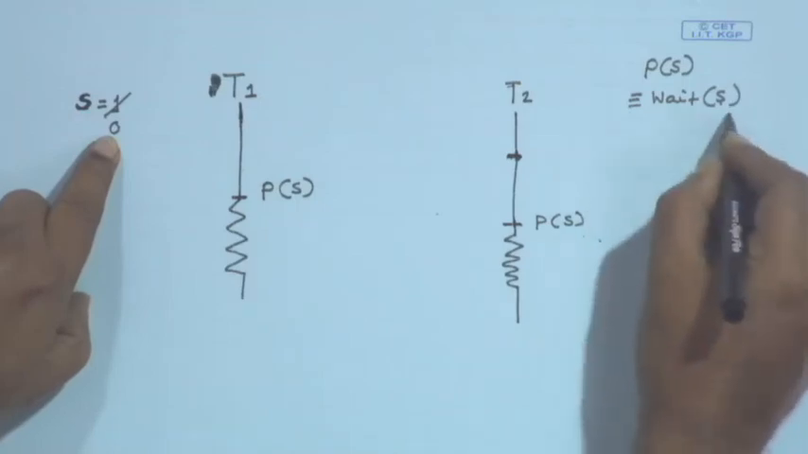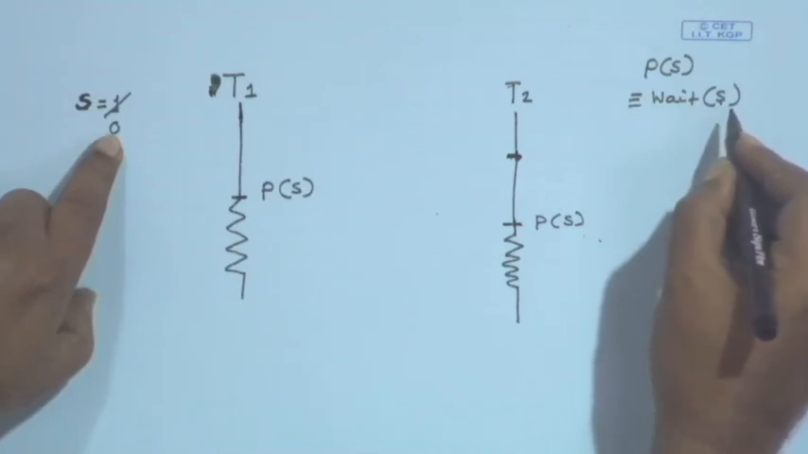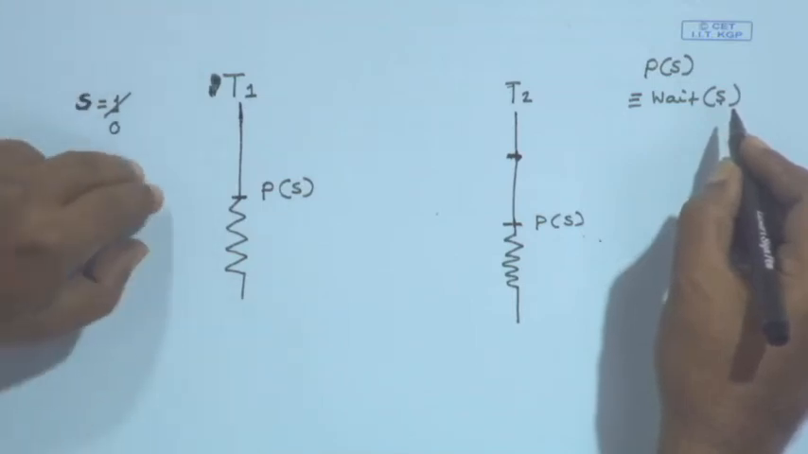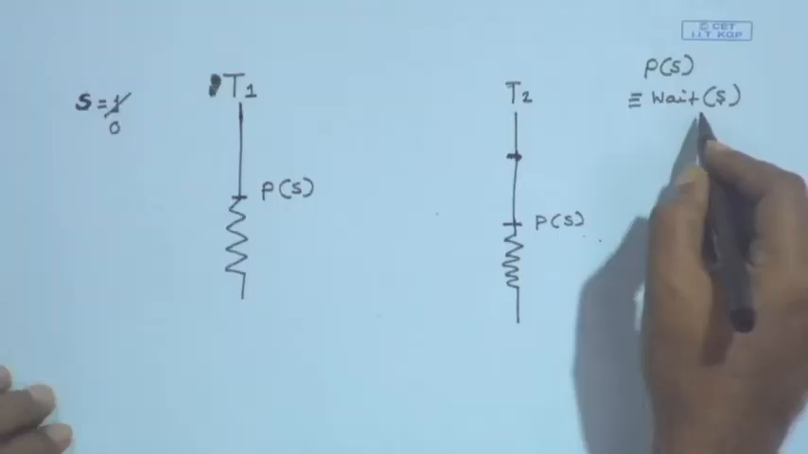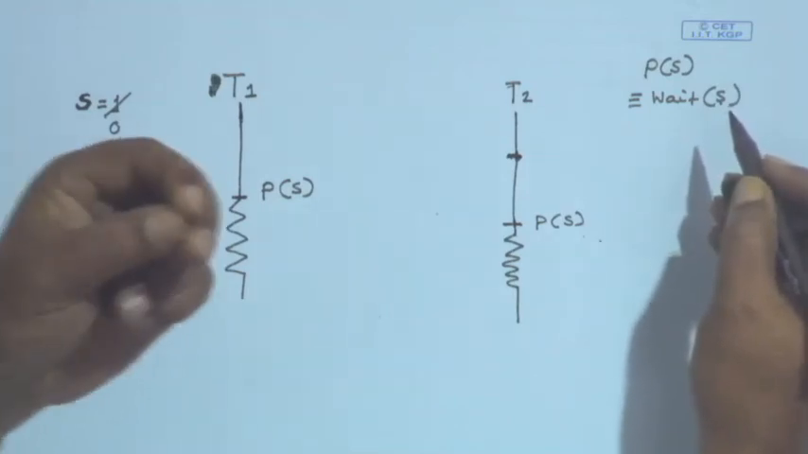The function of wait, what I said was a little incomplete. The function of wait is, it will first check whether S is greater than 0. If so, it will decrement it. Otherwise, it will continuously wait for this value to become 1. Okay. Clear? Wait first checks the value of S. If S is greater than 0, then decrement S and proceed. Otherwise, go on checking the value of S till it becomes greater than 0.